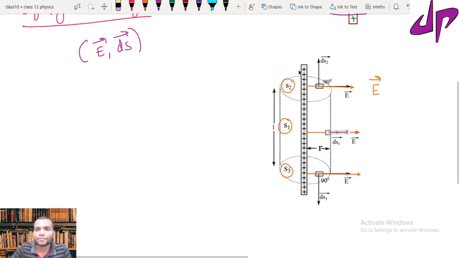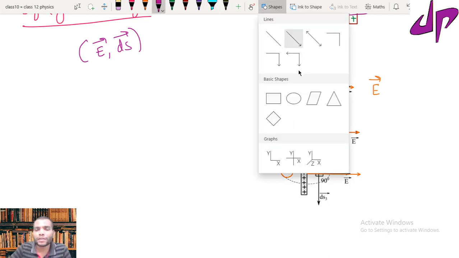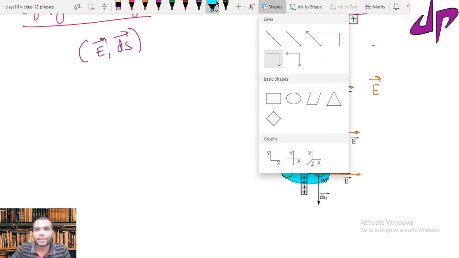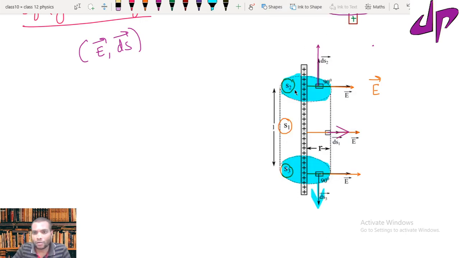Here I shade this surface, which is the surface S2. What is the area vector on S2? The area vector on S2 is showing in the upward direction. So this is the area vector ds2. Similarly, if you take the surface S3, which is the down part, this is the surface S3. And what is the area vector? The area vector is showing in the downward direction. So this is the area vector showing in the downward direction.